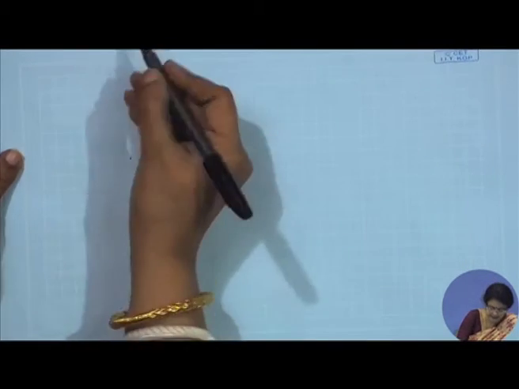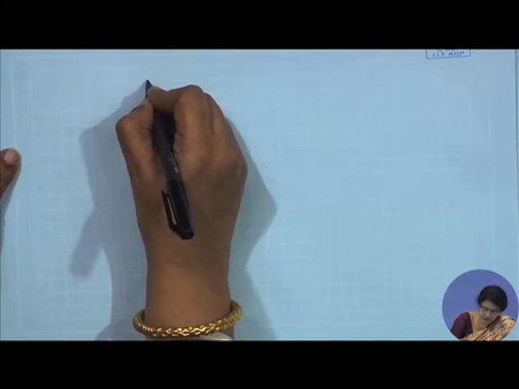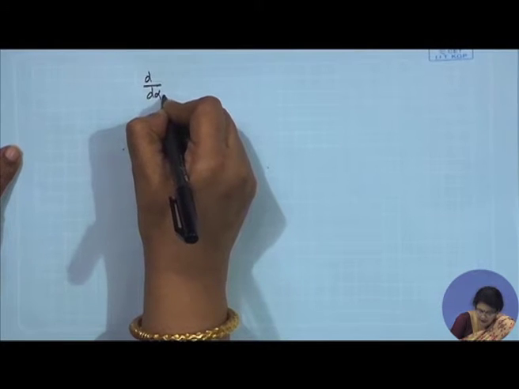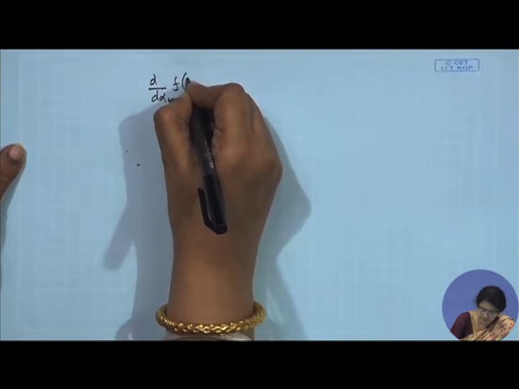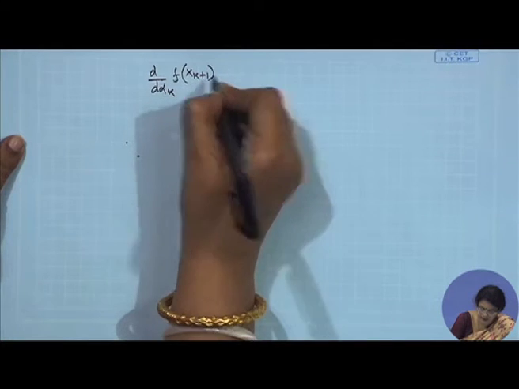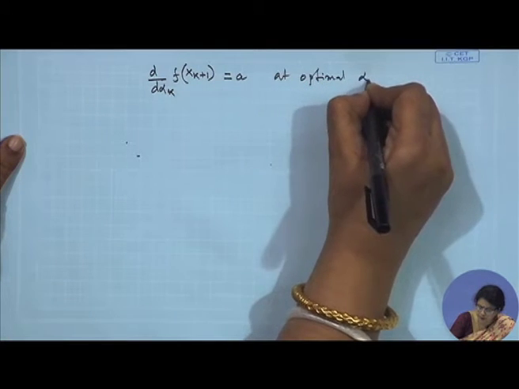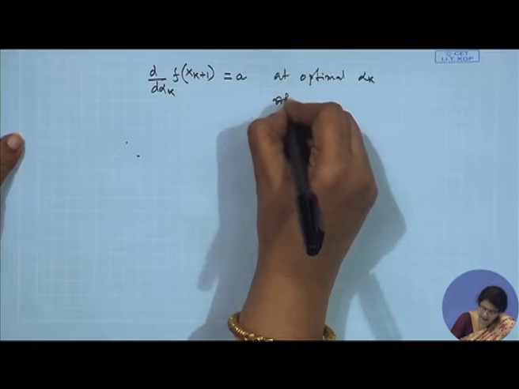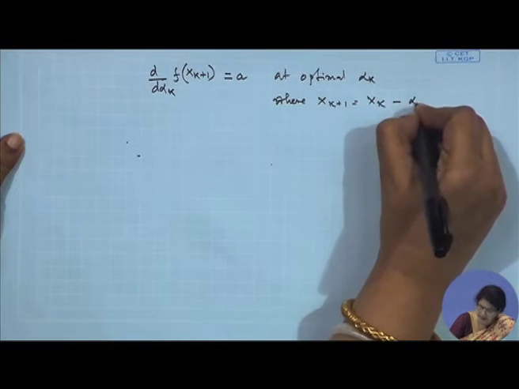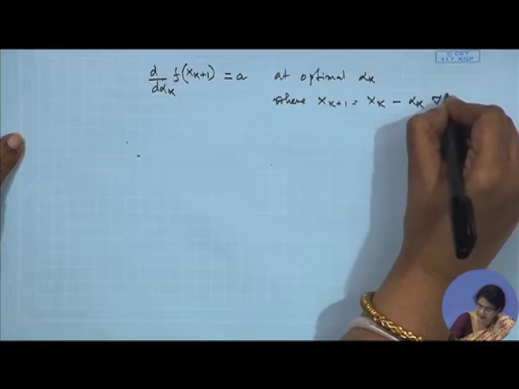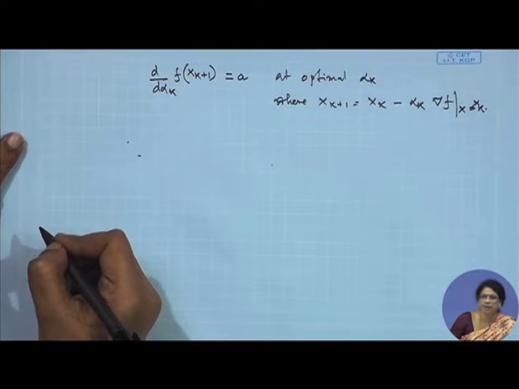What we know is that d/d alpha_k of f(x_{k+1}) is equal to 0 at the optimal alpha_k, alright, where x_{k+1} is equal to x_k minus alpha_k times grad of f(x) at x equal to x_k. This is the case.